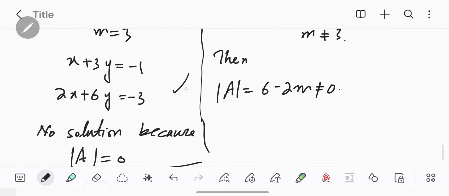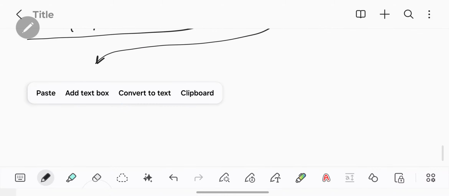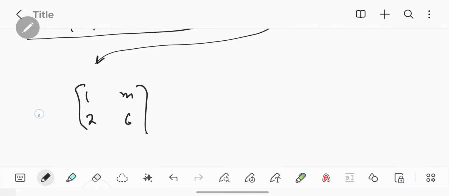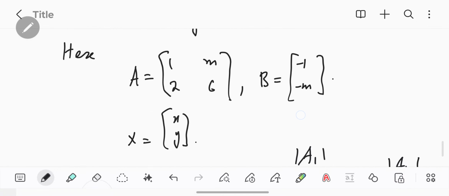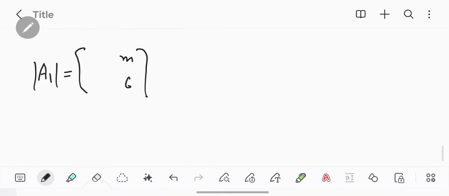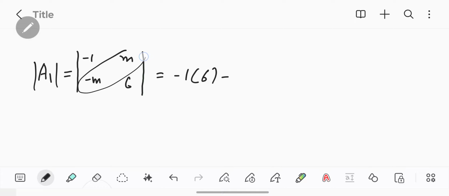So this case is done. Now we are dealing with this case. The determinant of A1 is obtained by replacing the first column by the matrix B, which is minus 1, minus m. So I will write minus 1, minus m here, and I have to find the determinant. What's the determinant of this matrix? It's just the product of these two, negative 1 times 6, minus the product of these two, minus m times m.